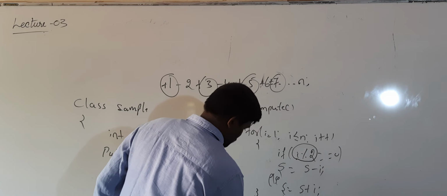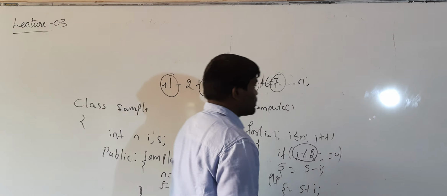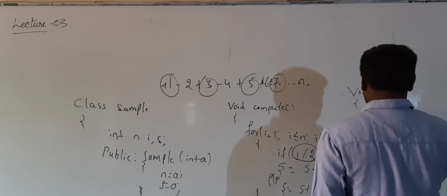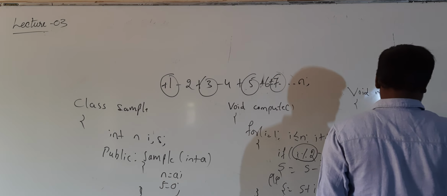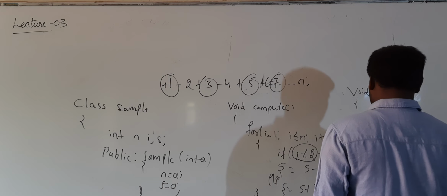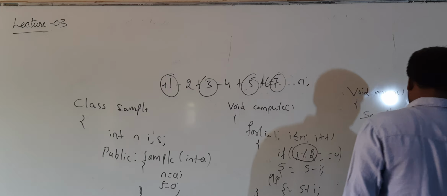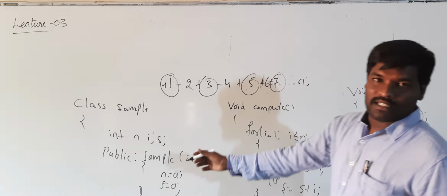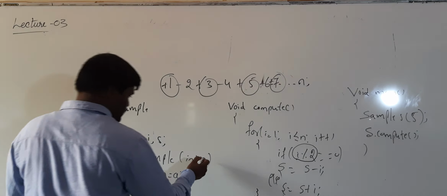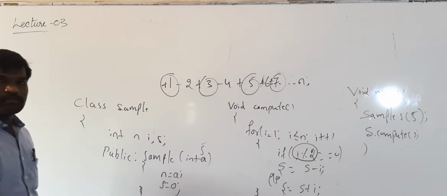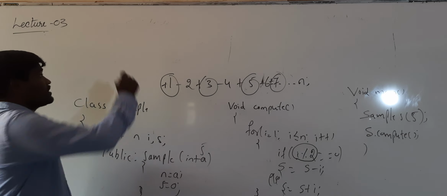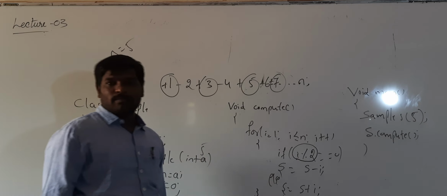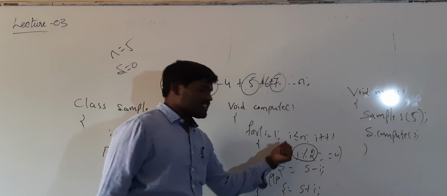And finally, you have to print s using cout. Next, you can write void main: sample s(5); s dot compute. See here, sample s(5) means it will call the parameterized constructor and 5 is stored in a. So here a value is 5. Next, 5 is assigned to n, so n value is 5. Initially s value is 0. Next, s dot compute means it will call the compute function. So i is equal to 1.